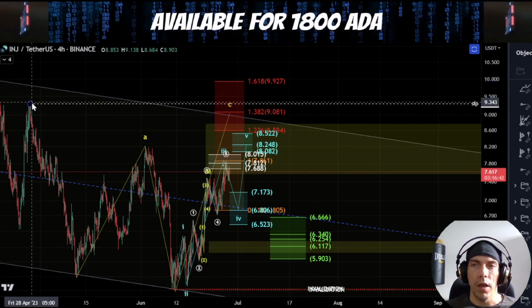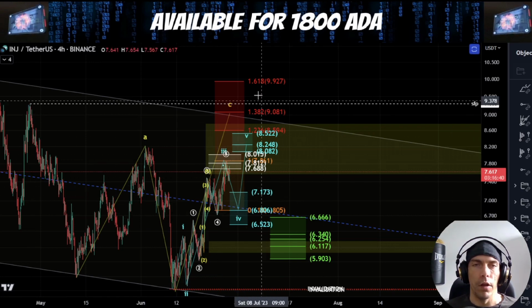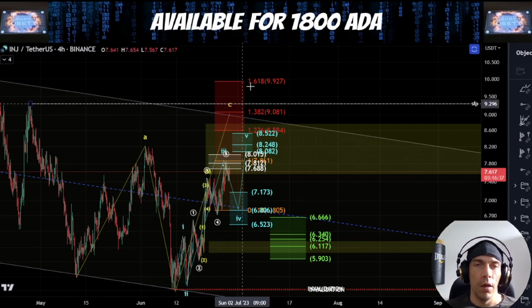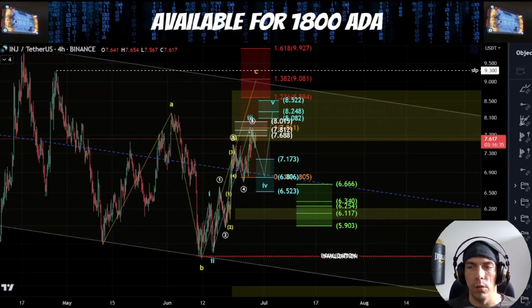Obviously, we do have this swing high over here, which could be quite interesting at this 930. If we do see price actually move up into these zones, that could be something to look out for.